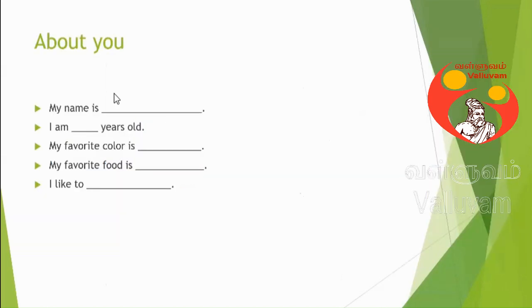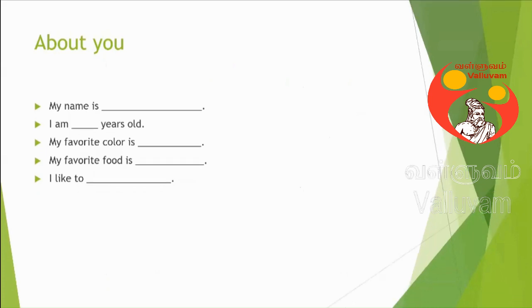In the next part, we'll continue next week, but we'll try this. Try these small sentences. You will say, my name is, and say your name. I am however many years old. My favorite color is whatever your color is. My favorite food is whatever the food is. And I like to, whatever you like to do. Okay?